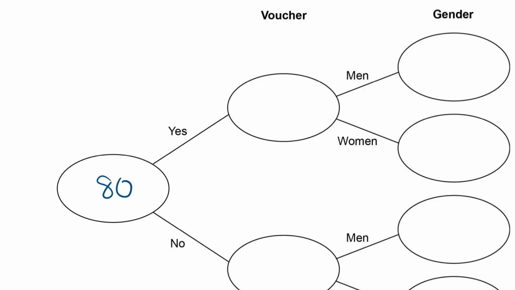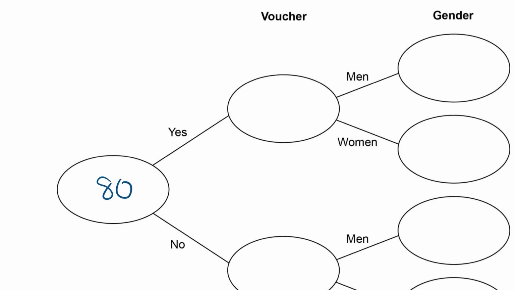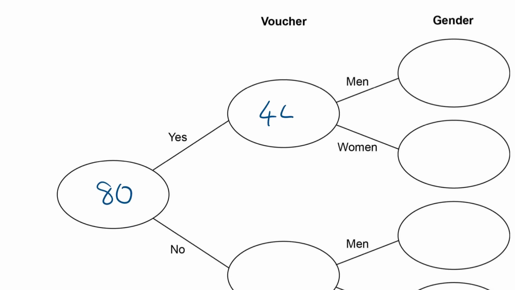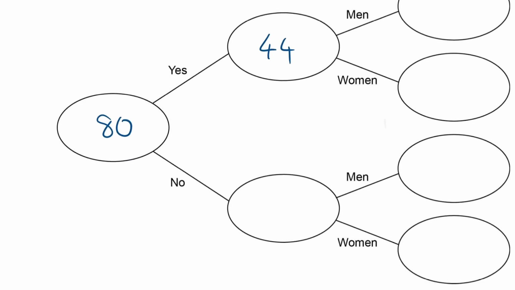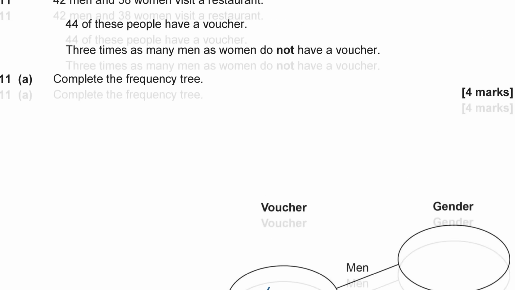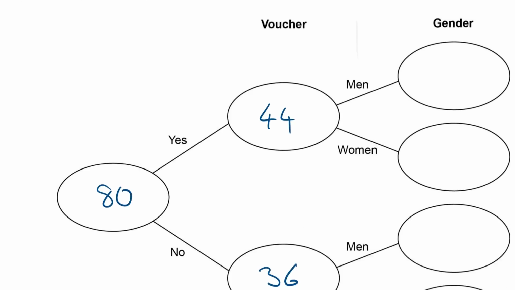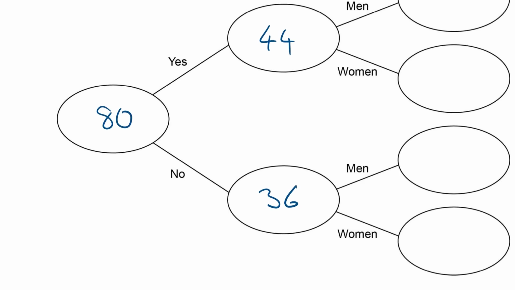Okay, so how many are yes and how many are no then? So 44 people have a voucher. So that means that 44 people, yes, they do have a voucher. And then 80 subtract 44 is going to give me 36 people who no, don't have a voucher. And then, okay, 3 times as many men as women do not have a voucher. So that means for every 3 men we have here, we've got 1 woman.